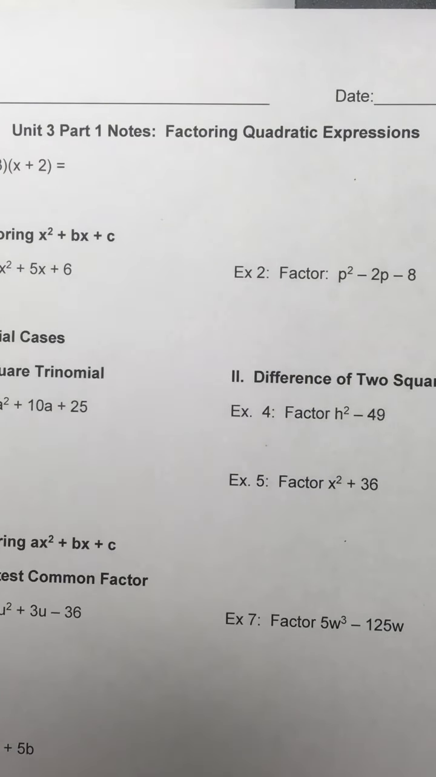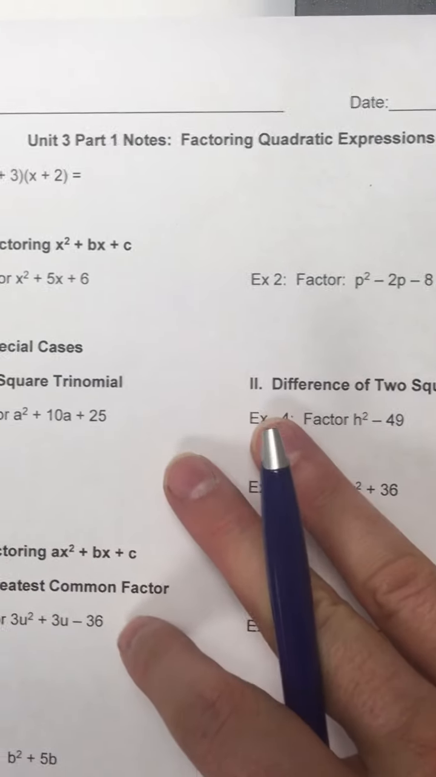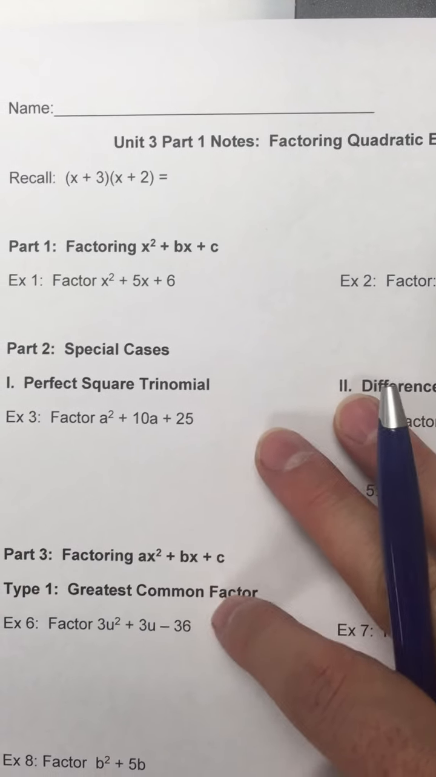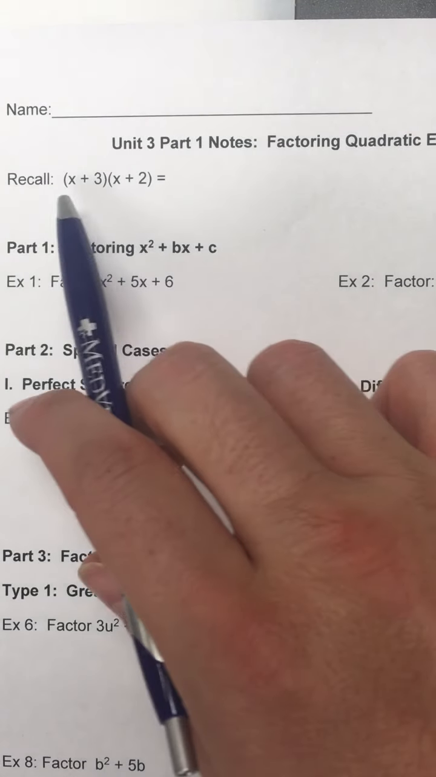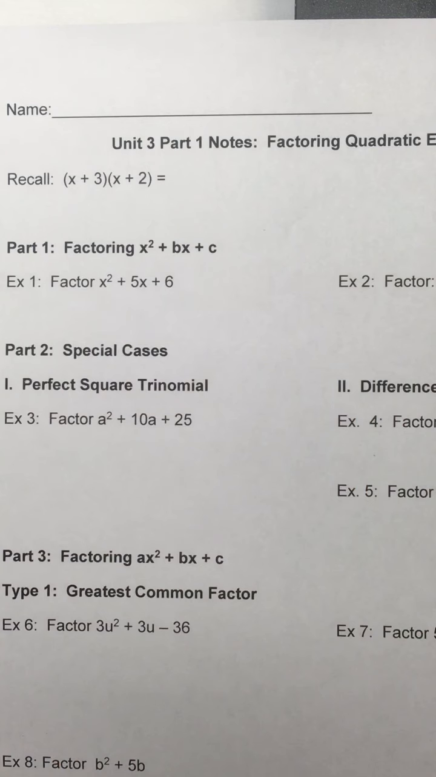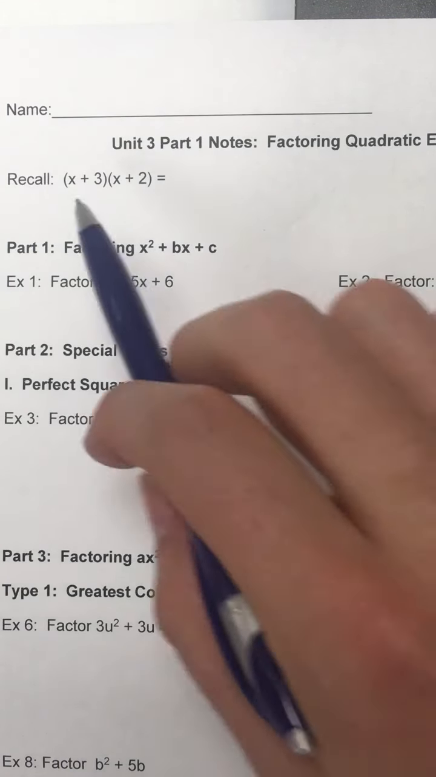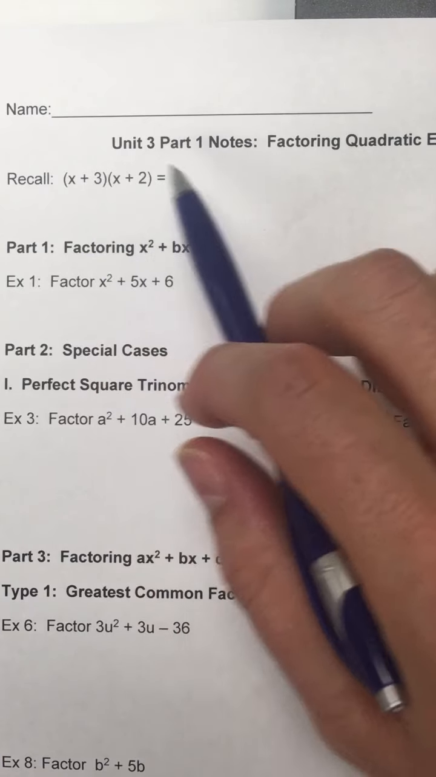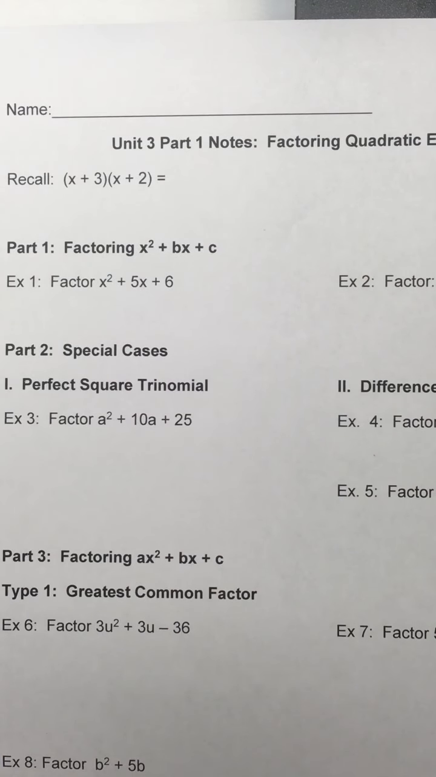Before we get into the new material, factoring, we need to quickly review a concept that's old that you should already know. We need it in order to do this: multiplying polynomials or multiplying functions. If I have x plus 3 times x plus 2, do you remember how to multiply those? I'd have to distribute each of these terms to each of these terms, or FOIL: first, outer, inner, last.